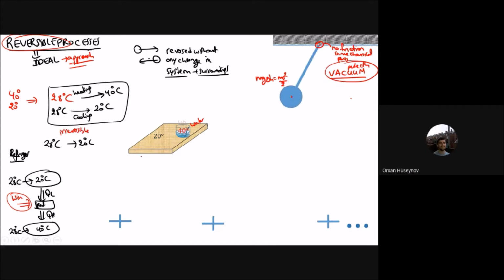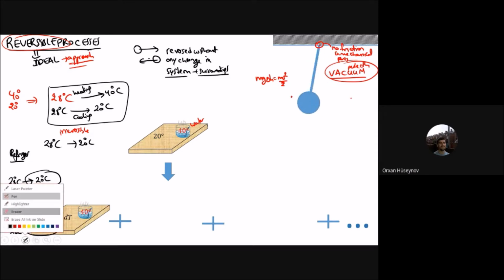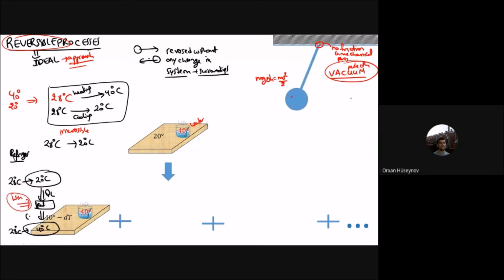But we can make it reversible. How can we make it reversible? Let me erase this part and write there. This can be done by providing a temperature difference in the amount of dT. This dT amount is very, very small. It is approximately 0. So why in this condition does it become reversible?